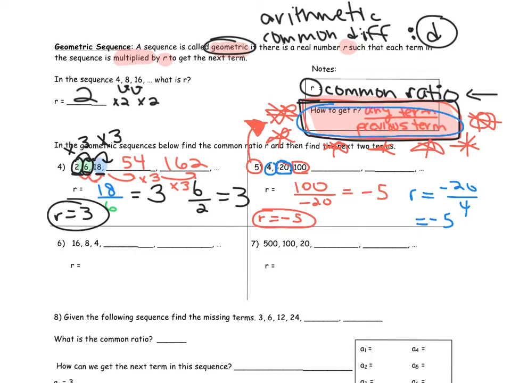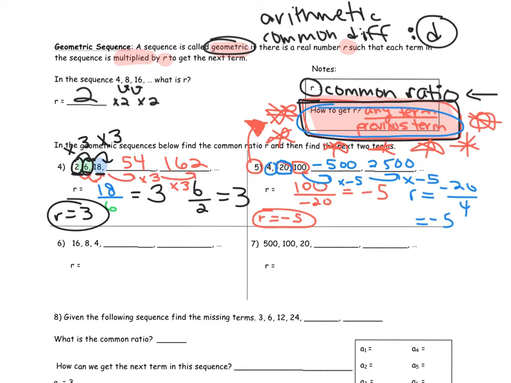All right, so the next few terms would be if we're multiplying everything by negative 5. So we're multiplying by negative 5 here and here. We'll get 100 times negative 5 is negative 500. And then negative 500 times negative 5 is 2,500.